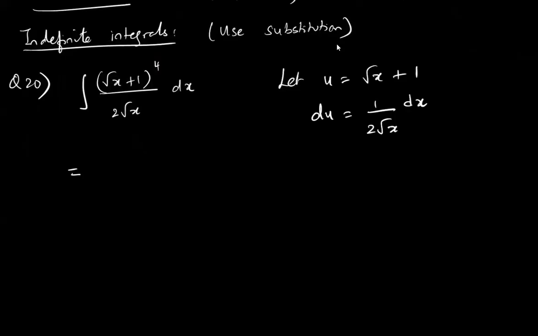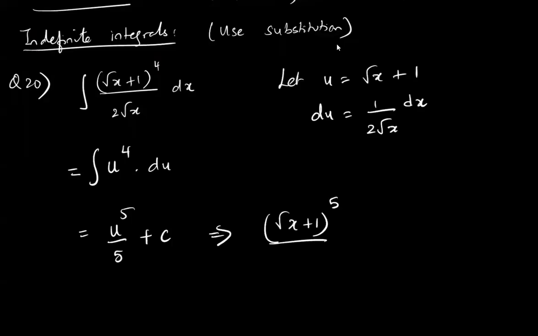So then my numerator becomes u to the power of 4, and dx over 2 root x is my du. So this is my integral. I take the integral, I have this as my answer. Then I substitute back. My u was square root of x plus 1, so it's the square root of x plus 1 to the power of 5 over 5 plus c is my final answer.